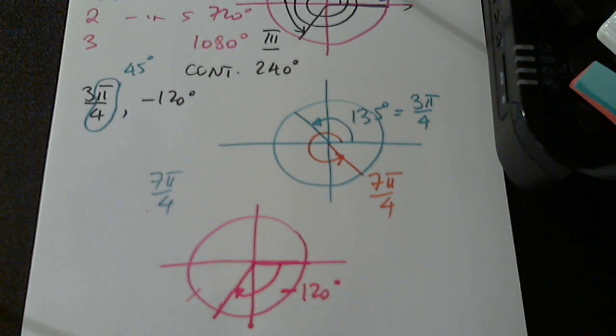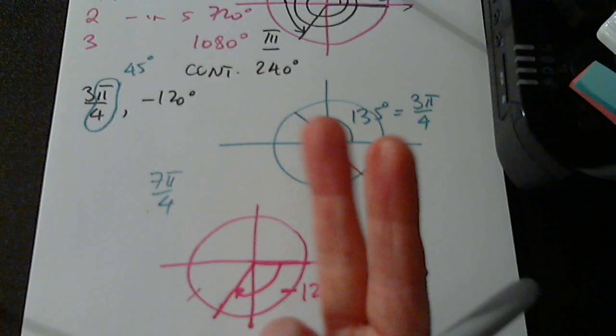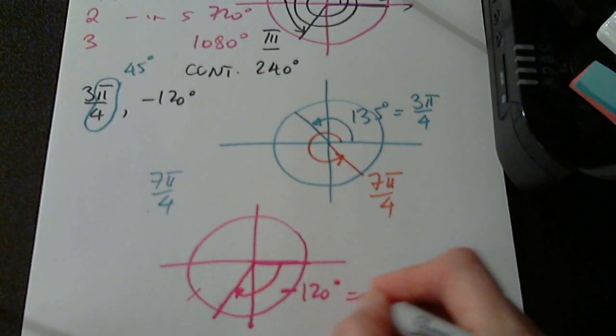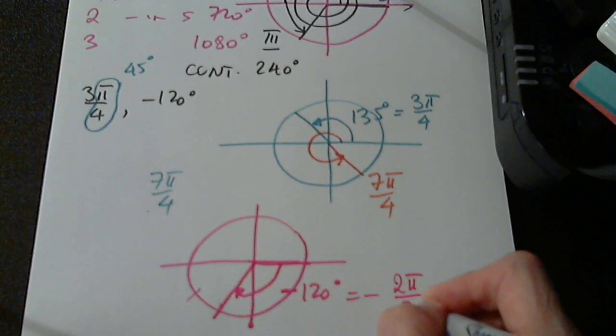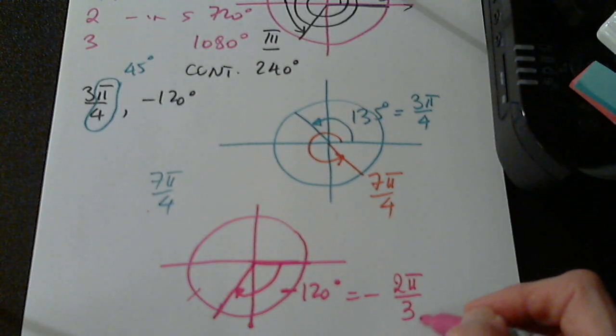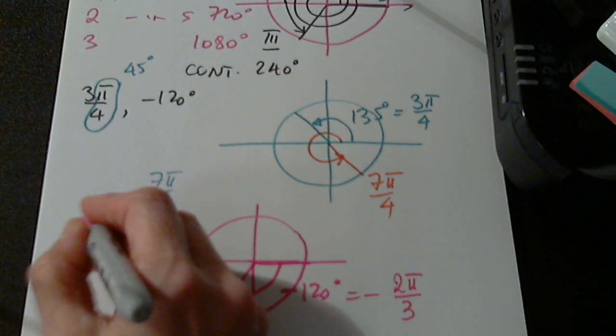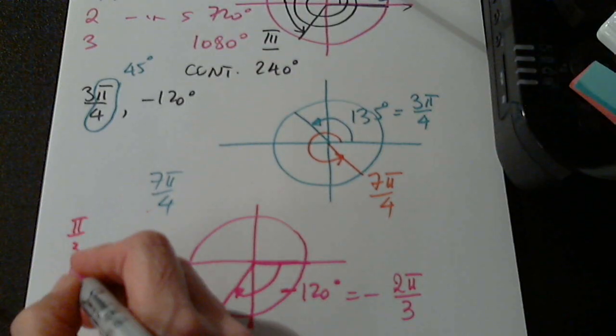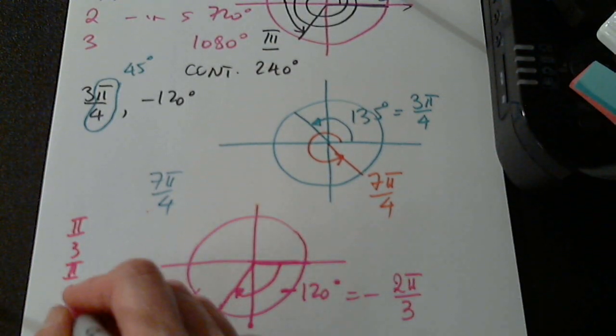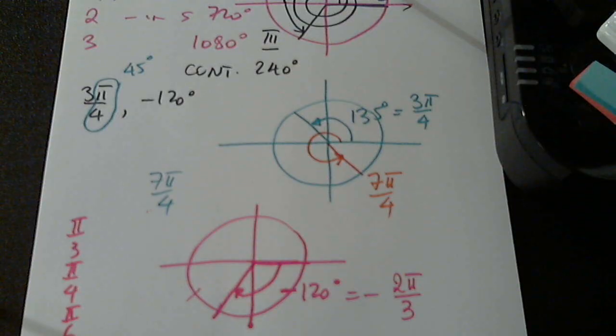Or 2 of pi over 3. 2 of 60. Negative 2 pi over 3. Because this is 60. So remember, pi over 3 is the biggest. Pi over 4, friendly. Pi over 6, the smallest. 30, 45, 60.